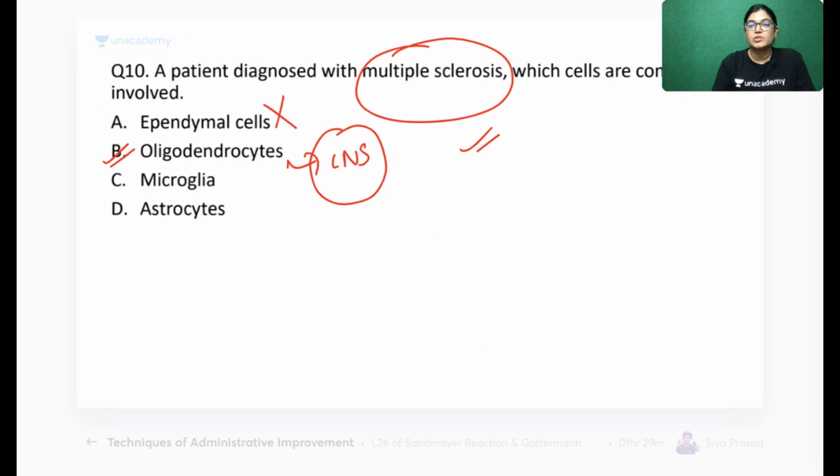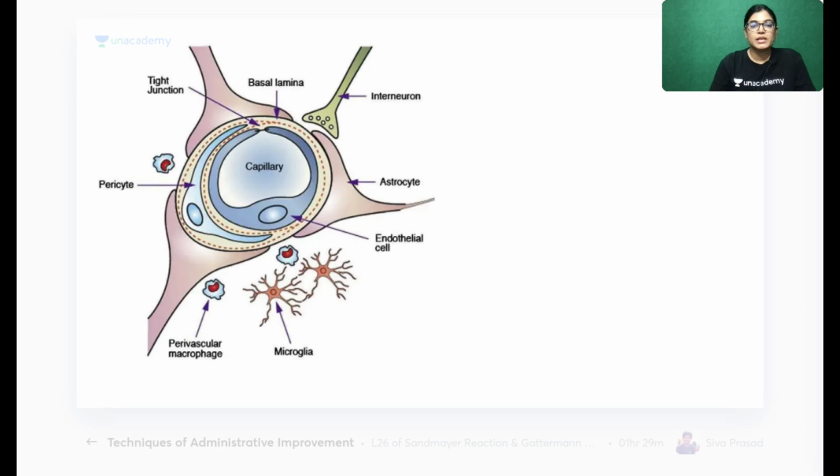Ependyma mainly lines the ventricles and drains CSF. Microglial cells and astrocytes are not the correct answer. Microglial cells behave like macrophages. Astrocytes are forming the blood-brain barrier. Blood-brain barrier. So see here.